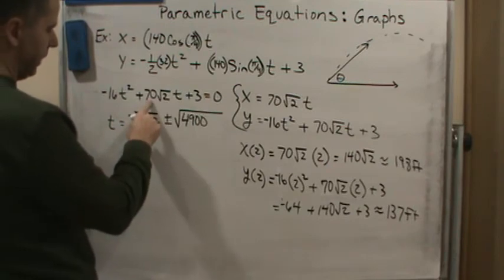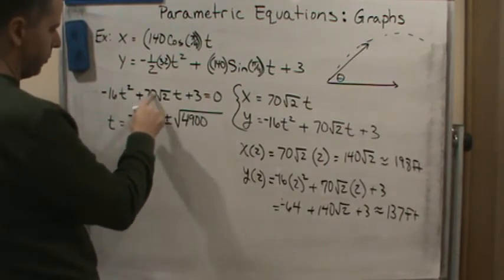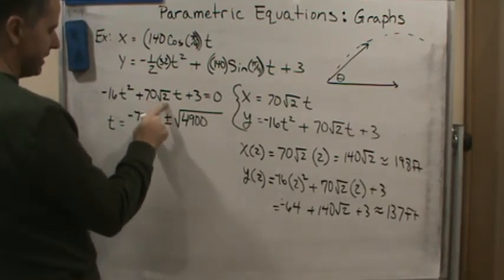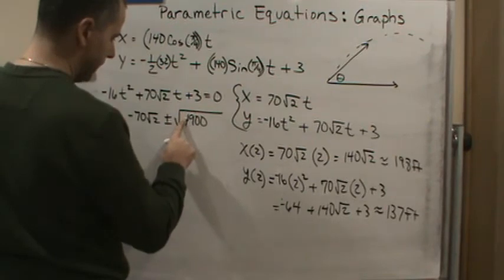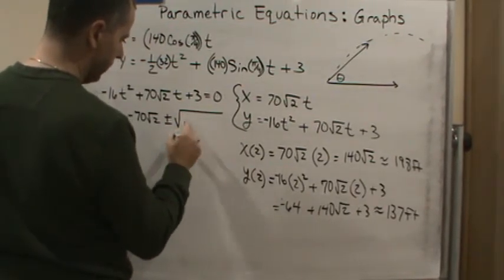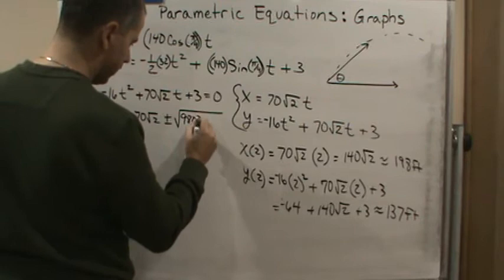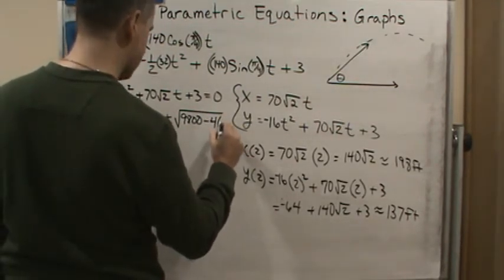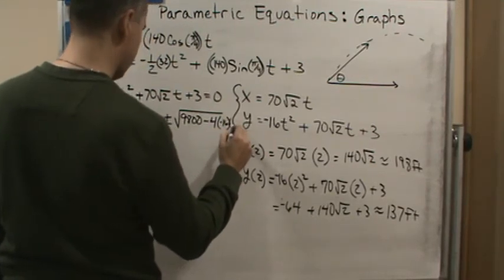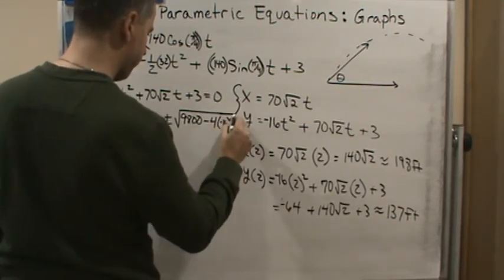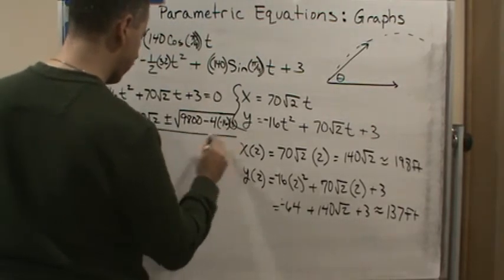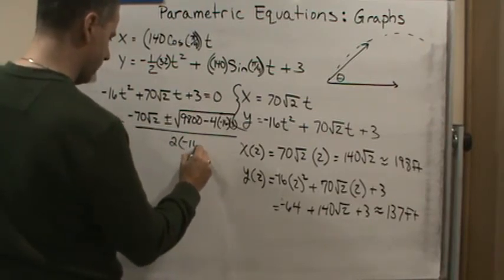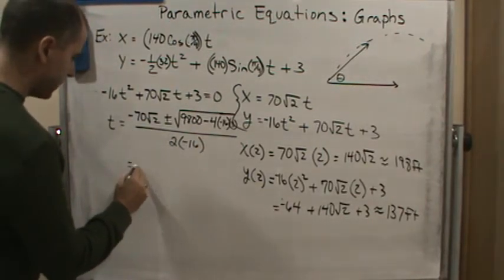Well, let's do this. So it'd be this whole thing squared, which is going to be 4,900 times 2, which is going to be 9,800. So this is going to be 9,800 minus 4 times negative 16 times 3, over 2 times negative 16. And so we can simplify this a little bit.